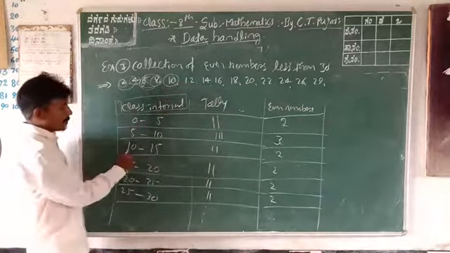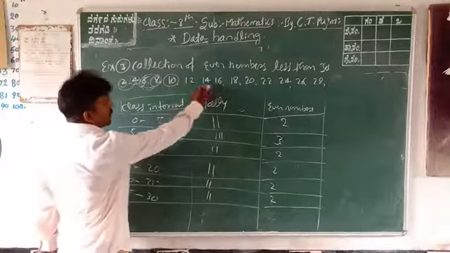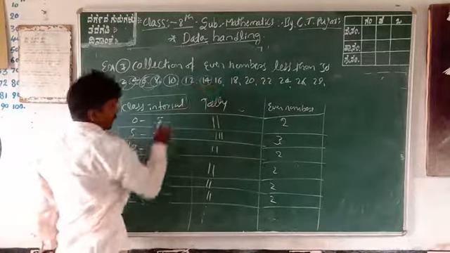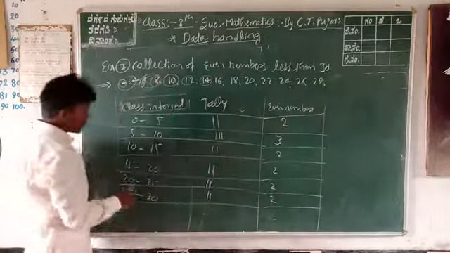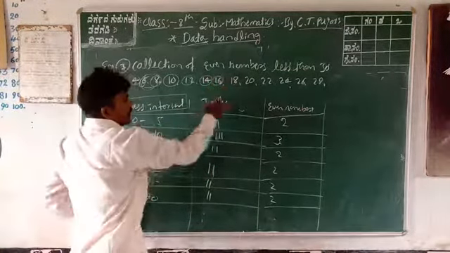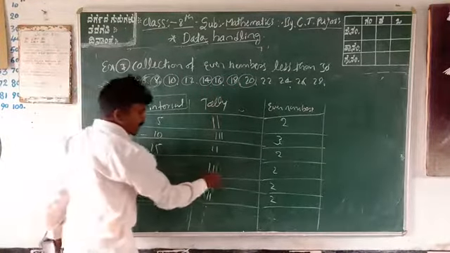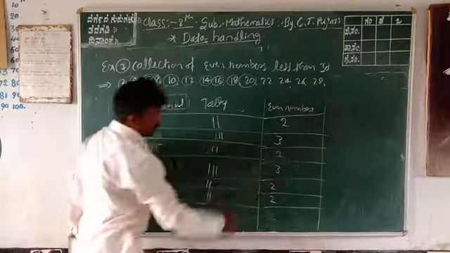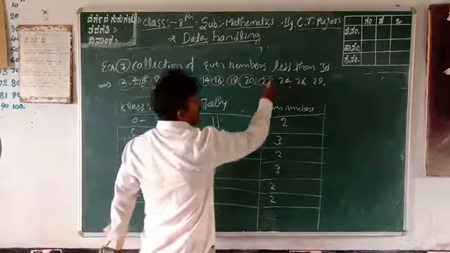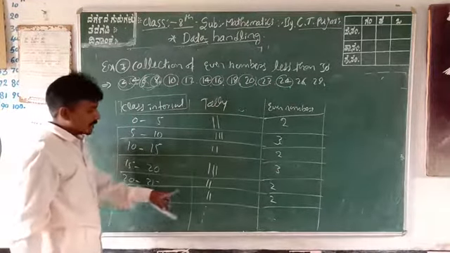What about the next? 10 to 15. 10 to 15 is what? 10, 12, 14, only two numbers are here. Next one is what? 15 to 20. 15 to 20 means 16, 18 and also 20 is included in this class interval. Therefore, three numbers are here. The next one is 20 to 25. Only two numbers are here, 22 and 24. The last one is 25 to 30. Only two numbers are here.